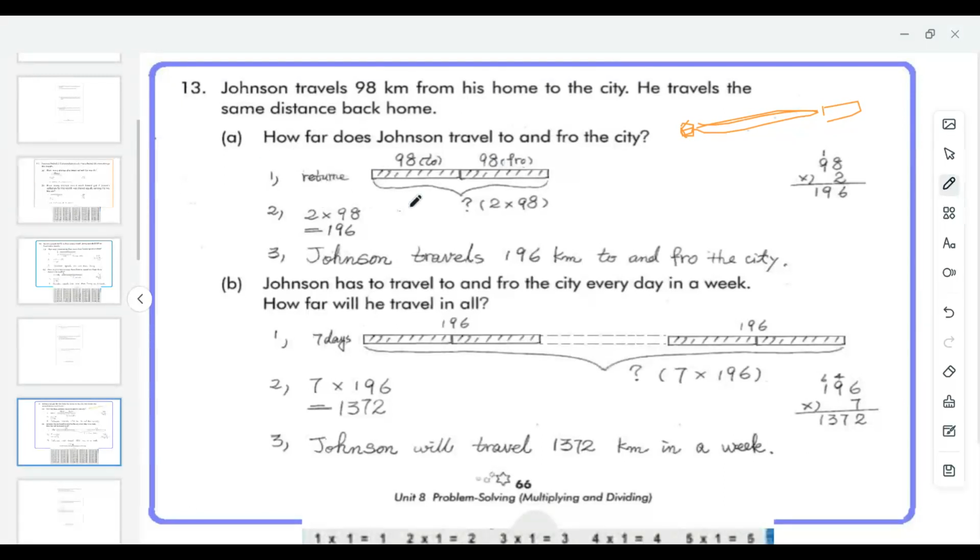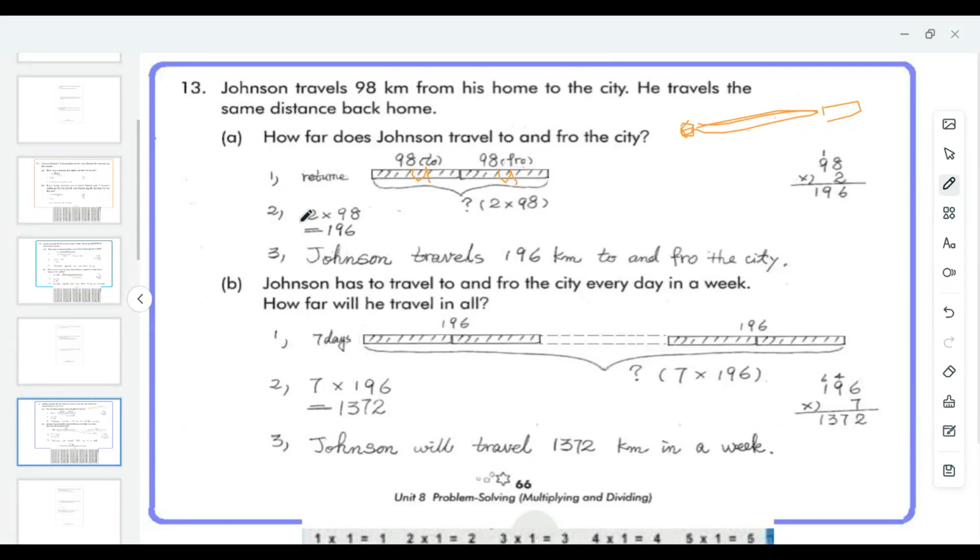So first step, we draw a diagram. There's 2 portions. One is goes to the city. One is come back from the city. They should be the same. They both are 98 kilometers. Now, it is easy to see on the diagram. This is 2 times 98 kilometers. So we write down here and then we work out from here. Okay, so 2 times 98, we get 196.